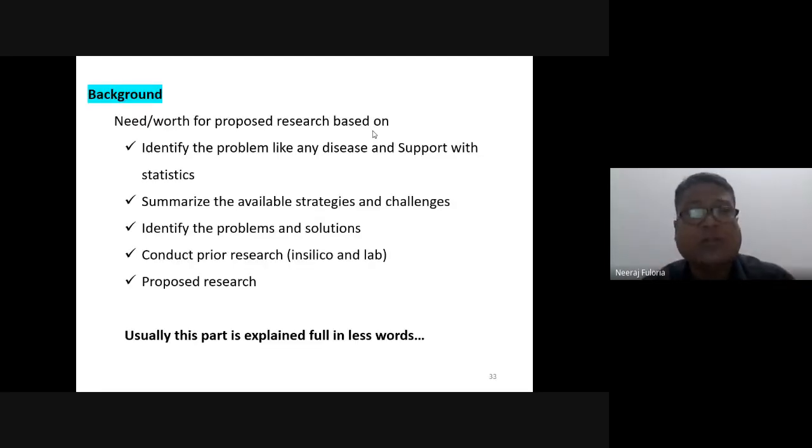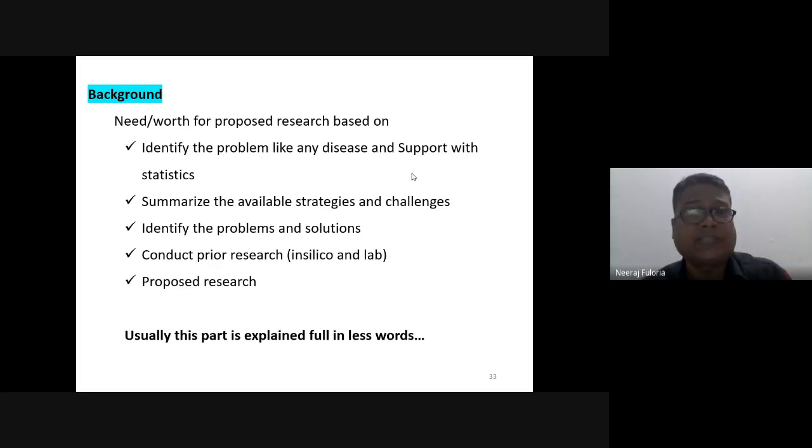In the abstract part, what do we need to mention for the background? Let's say you are interested in cancer, I'll give an example. Then you have to tell the worth of the proposed project. How do you tell the worth? That this project is very important for the country. You will identify the problem of cancer and support it with statistics. Normally we write, but we don't support with statistics.